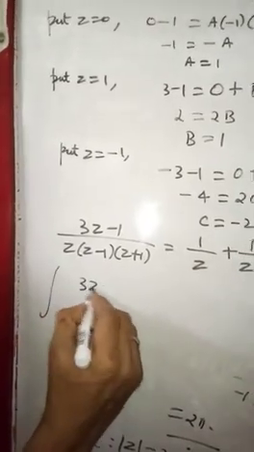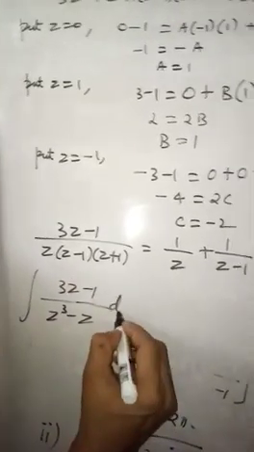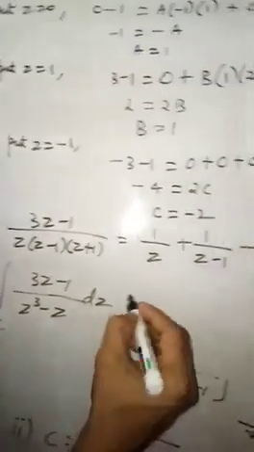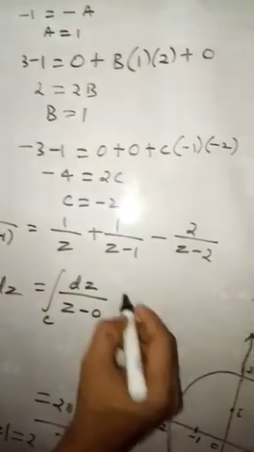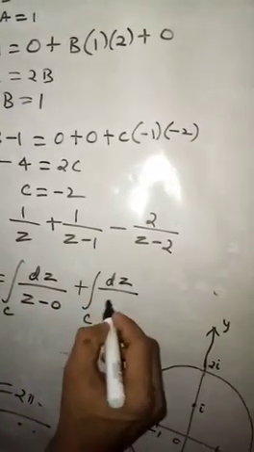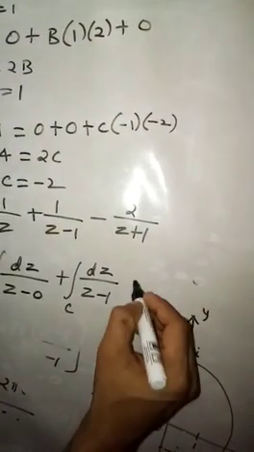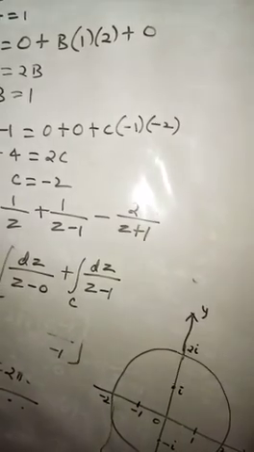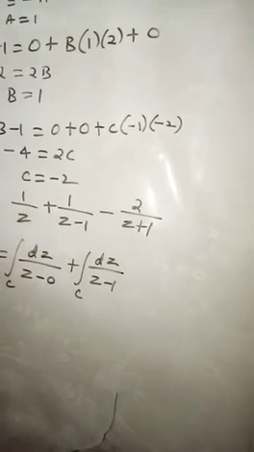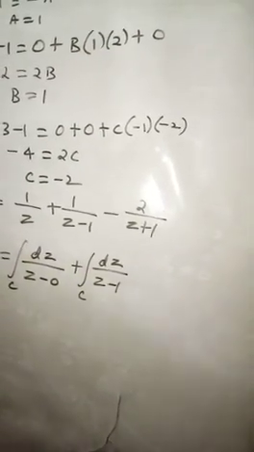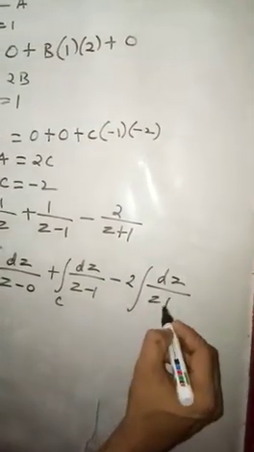Now integrate with respect to z on both sides. And this factor can also be written as z cube minus z. You apply integral dz on both sides. z can also be written as z minus 0. Sorry, this is plus 1. Minus 2 integral dz by z plus 1 over C.